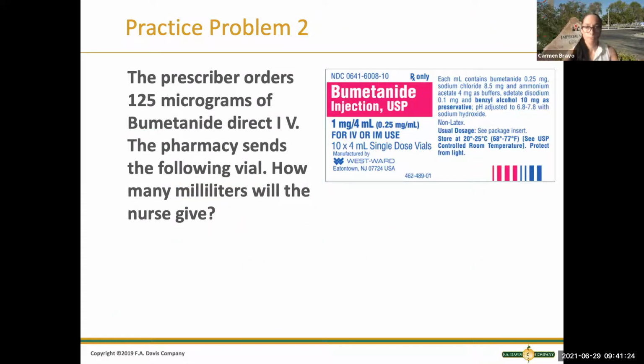So that's the dimensional analysis. What I'm going to do now is get into the next chapter, which is oral medications. It's more dimensional analysis, but we're going to talk about oral medications and work on some problems there.